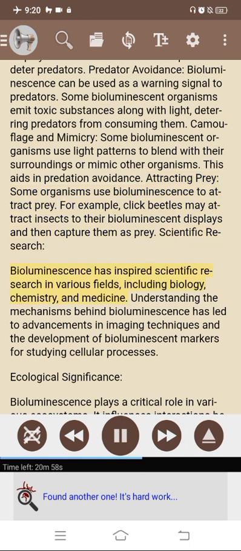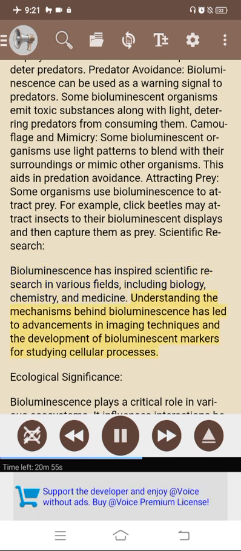Scientific research. Bioluminescence has inspired scientific research in various fields, including biology, chemistry, and medicine. Understanding the mechanisms behind bioluminescence has led to advancements in imaging techniques and the development of bioluminescent markers for studying cellular processes.